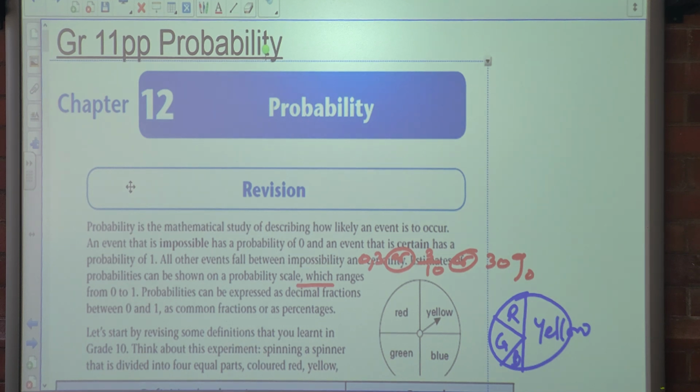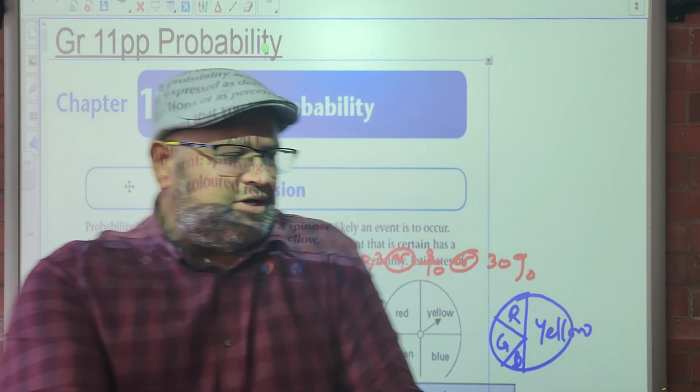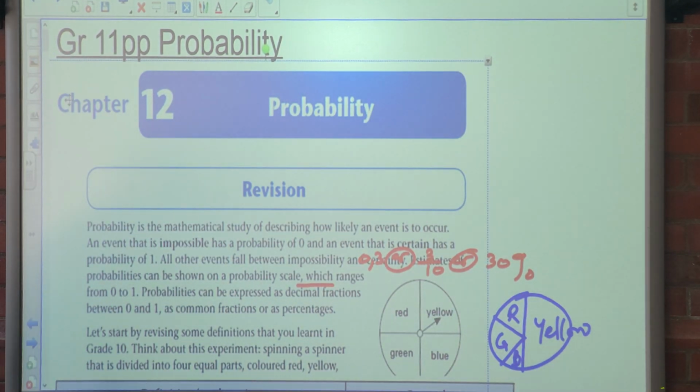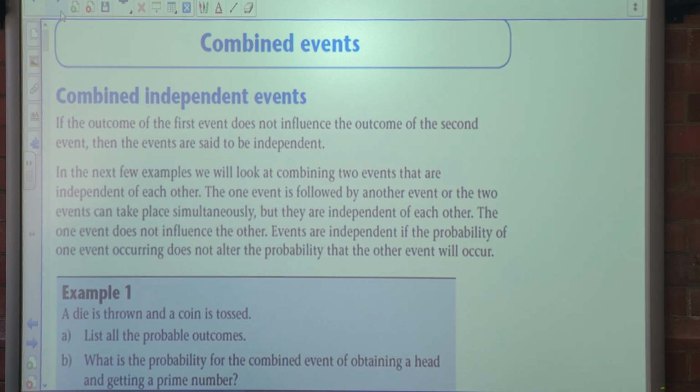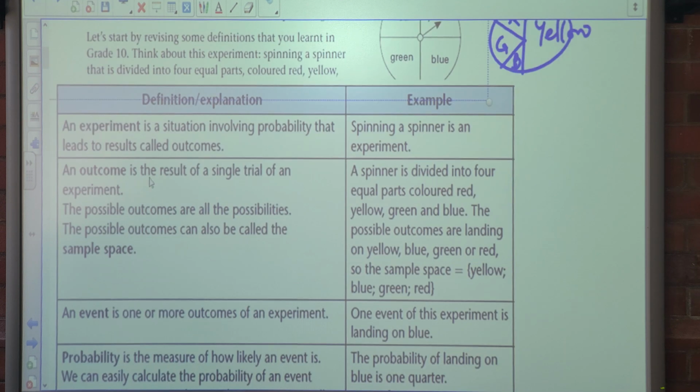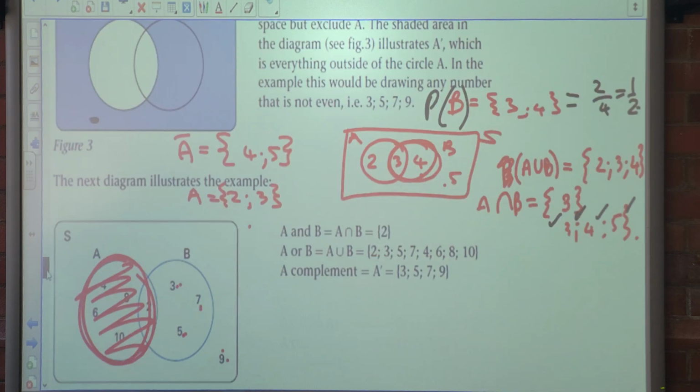Okay, good afternoon, class. Today we're looking at probability. At this point we have completed Venn diagrams, correct? Yes. So today we're looking at the tree diagrams. Let's just check here. That is still tree diagrams. That would be tree diagrams.